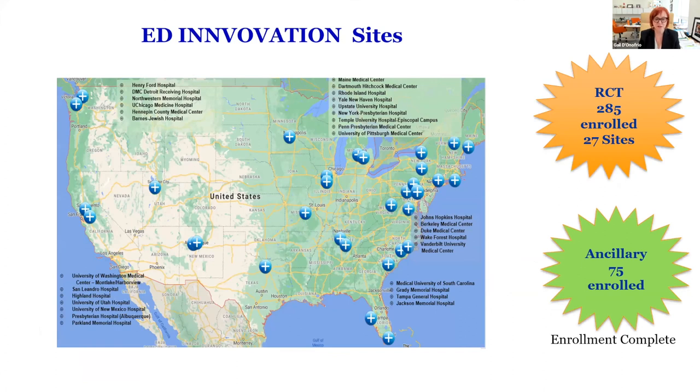The ED Innovation is taking place in multiple sites. As you can see here, we have over 30 sites throughout the country. We've enrolled 285 patients to date in these 27 sites. Some of them have 2 locations. And then the ancillary, we've enrolled 75, which is at the low to no withdrawal. And that's complete for now. The DSMB is looking at that data to see whether we can then incorporate that into the RCT.